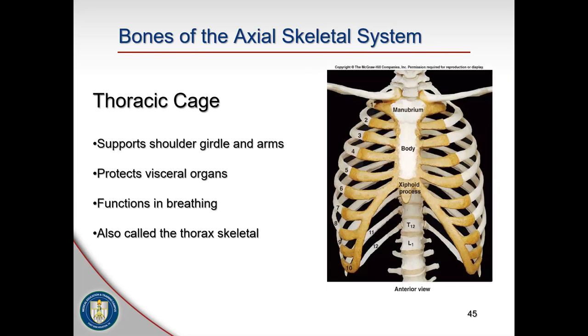And then you have the thoracic cage. If you look at the thoracic cage, you have the sternum. The sternum is in the middle of the thoracic cage. So if looking at this, can you see this mouse moving up and down?